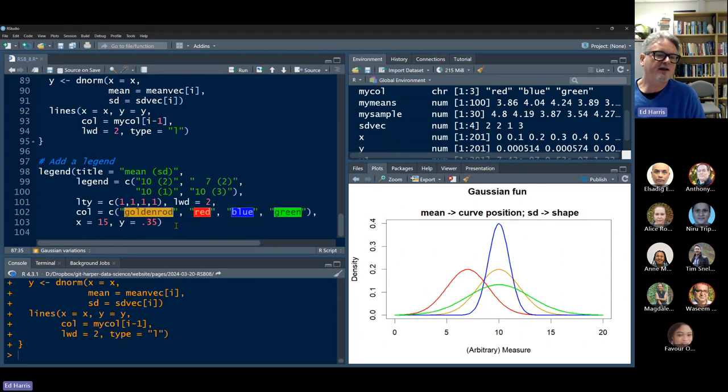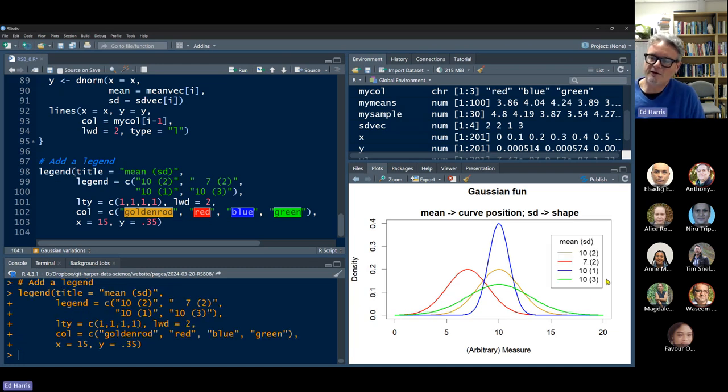Okay, and so now the last thing is that I'm going to add a legend. The way we can add a custom legend to graphs like this is with the legend function. I'm going to give it a title of mean, parentheses SD. And the legend is just going to be the 3 different values of mean and SD. Notice how I've done 10, space, and then in parentheses 2 here. And here I've done a space, 2 spaces, and a 7, space, 2. I've just done this for aesthetic reasons, 3, 2, 1, so that the ones digits line up, and I've specified those colors.